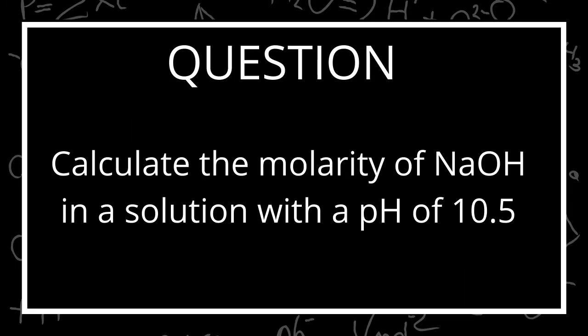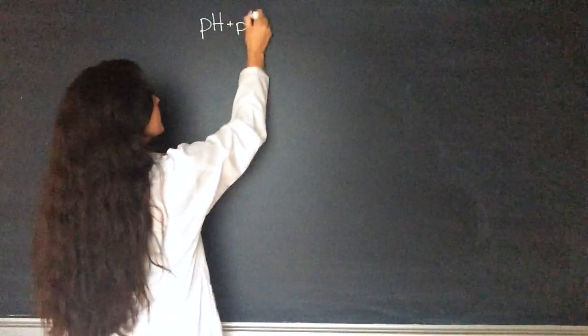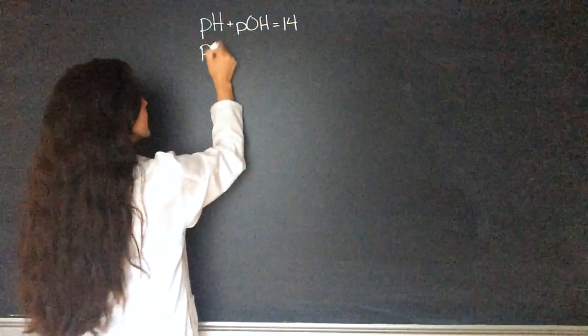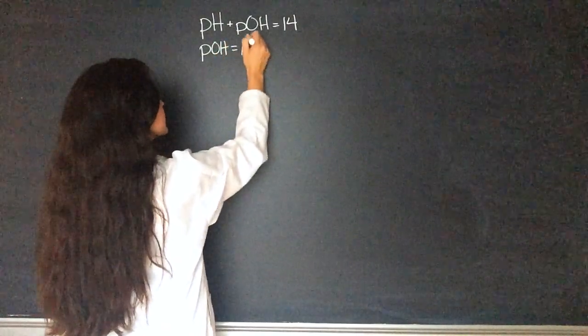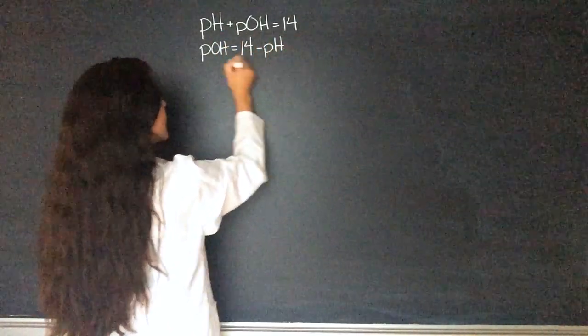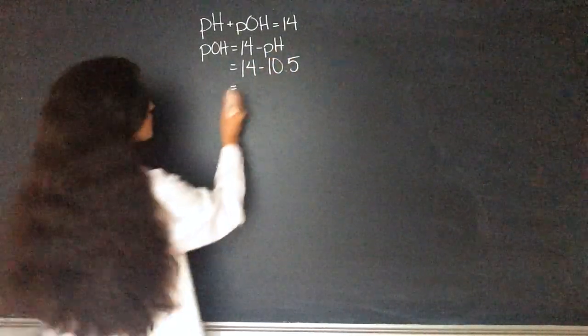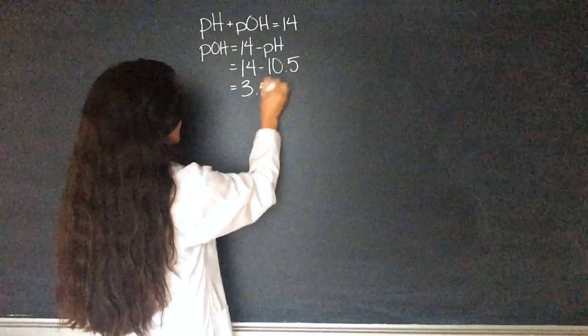The next question asks us to calculate the molarity of sodium hydroxide, NaOH, in a solution with a pH of 10.5. So if you remember, pH plus pOH equals 14. So the pOH is going to equal 14 minus the pH. And they told us that the pH was 10.5. So our pOH is 3.5.